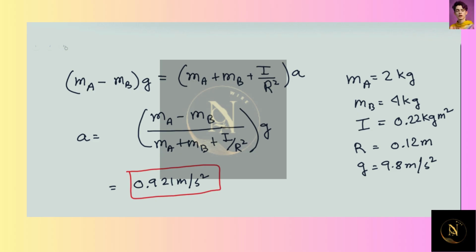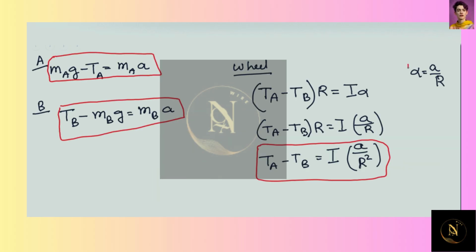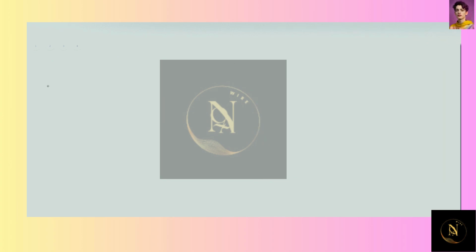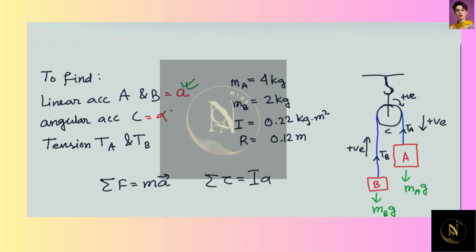Now what about alpha? Since we mentioned here that this is a problem of rolling without slipping, alpha will be a over R. So alpha is a divided by R, which is 0.921 meter per second squared divided by 0.12 meter, which is 7.68 radians per second squared. Now alpha is done as well.